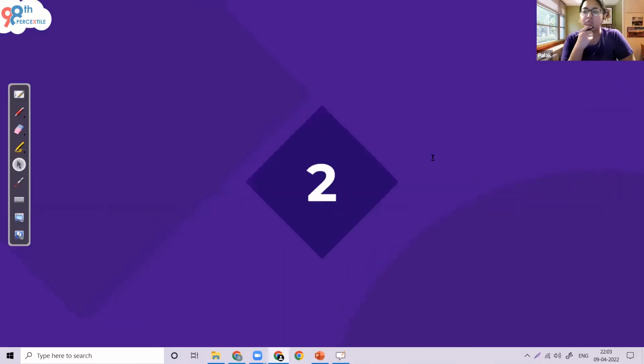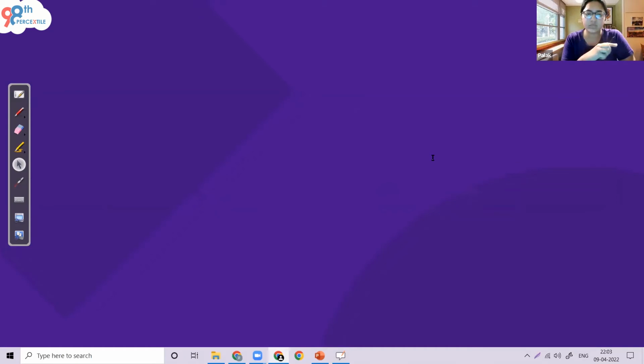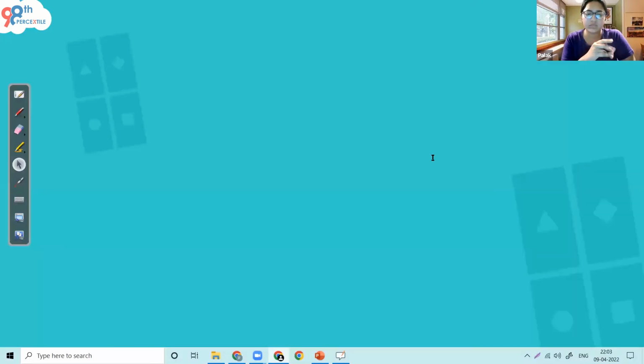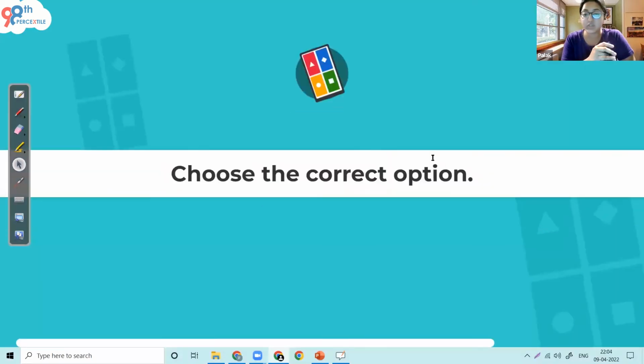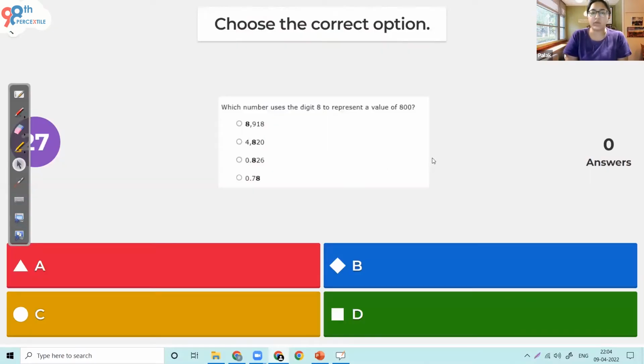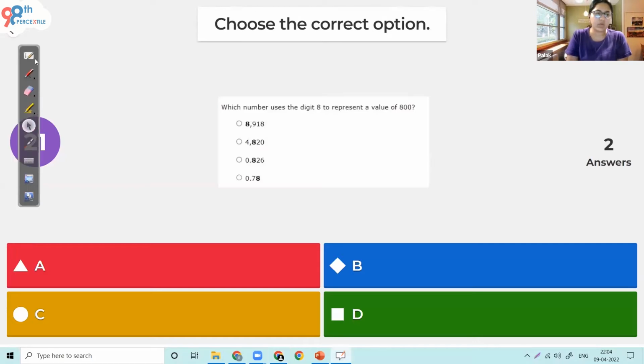3, 2, 1, and go. So you need to select the correct option. Just a reminder of what we're supposed to be doing. Which number uses the digit 8 to represent a value of 800? Try and work this out, everyone. Quickly.